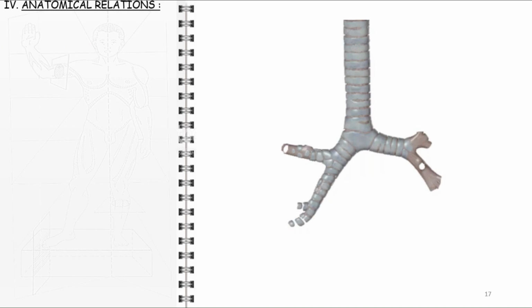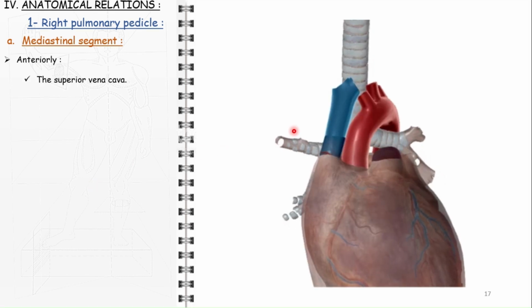Now, let's shift our focus to the anatomical relations of the different elements of the pulmonary pedicles. Starting with the right pulmonary pedicle in its mediastinal segment. The mediastinal segment is related, anteriorly, to the superior vena cava. The latter largely conceals the pedicle; its terminal part is enclosed in the pericardium.